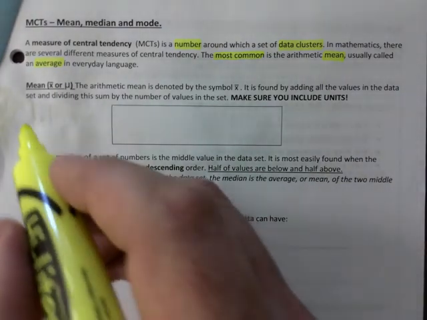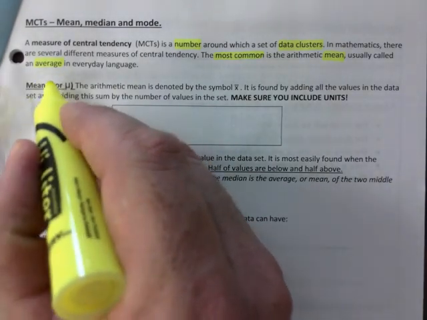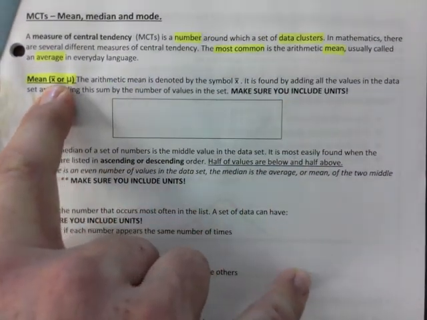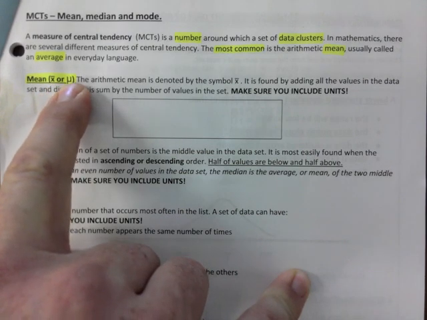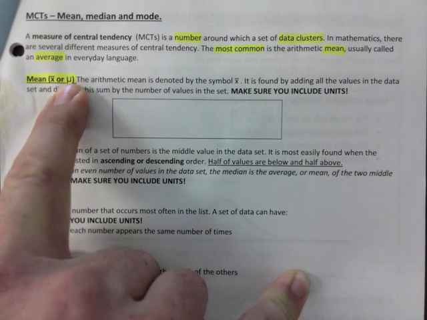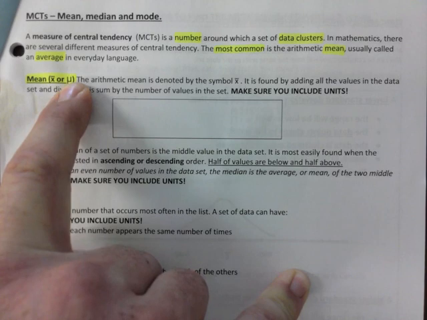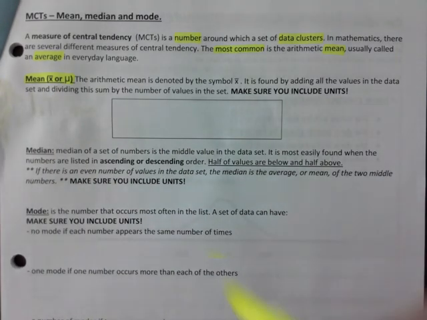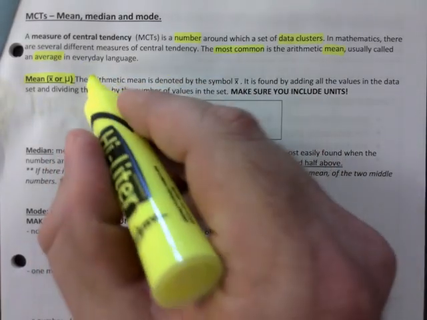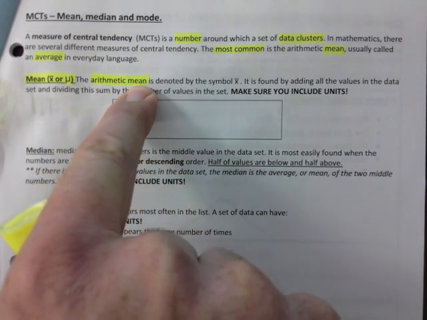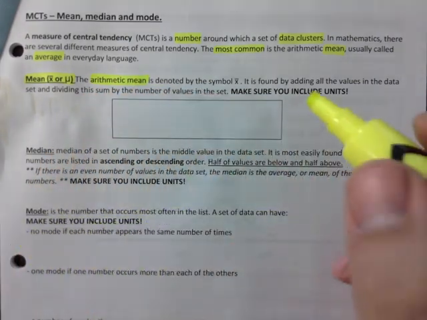And so mean here gets this symbol, right? It gets the X with the bar on top, or it gets mu, which is the Greek letter for it. So most of the time I use the X bar, but some textbooks, or actually almost every textbook, uses that Greek letter as well. Okay. The arithmetic mean, this is the official name of it. The arithmetic mean is denoted by the symbol, right?